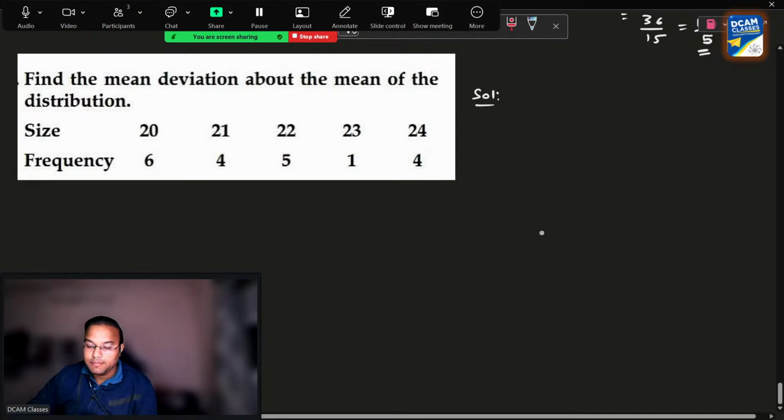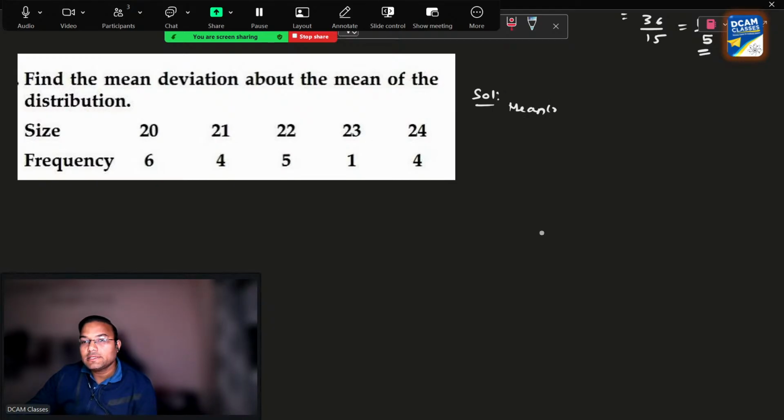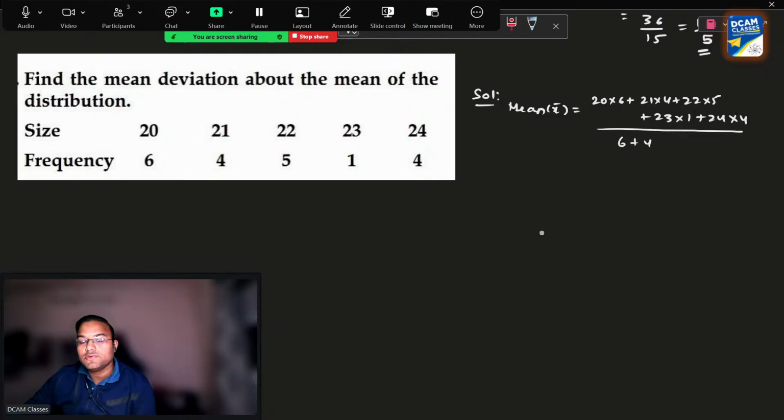When you are solving, you'll have to find out the mean. Mean will be x bar, which is equal to 20 into 6 plus 21 into 4 plus 22 into 5 plus 23 into 1 plus 24 into 4 whole divided by the sum of all the frequencies, 6 plus 4 plus 5 plus 1 plus 4, 10 plus 10, total 20. 120 plus 84 plus 110 plus 23 plus 96 whole divided by 20.